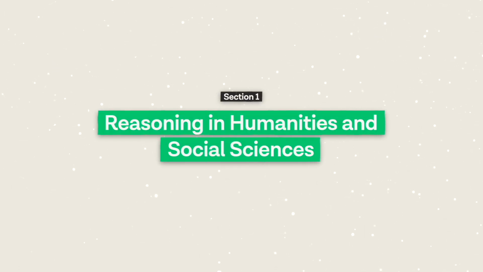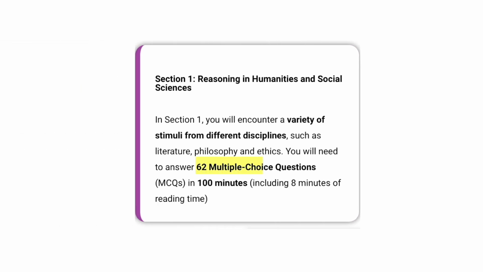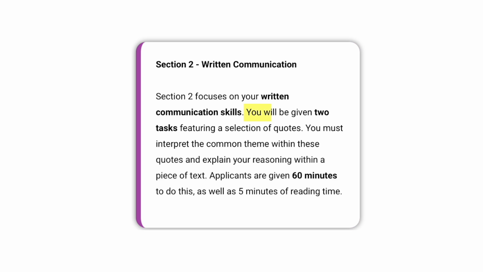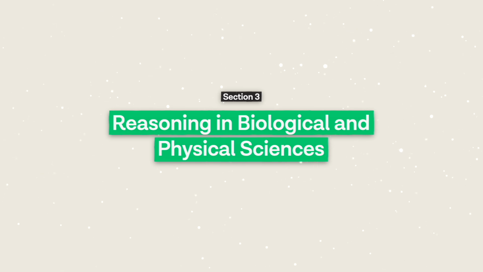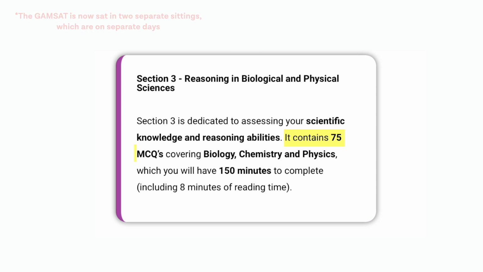Section 1 will test you on reasoning in humanities and social sciences. For this section, there are 62 multiple choice questions, and you have 100 minutes to complete it. Section 2 is all about written communication. For this section, you will have to write 2 essays in 60 minutes. And Section 3 is reasoning in biological and physical sciences. For this section, you will have 75 multiple choice questions, which you have to complete in 150 minutes.